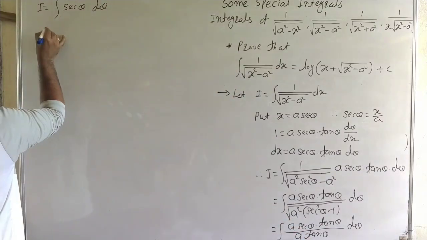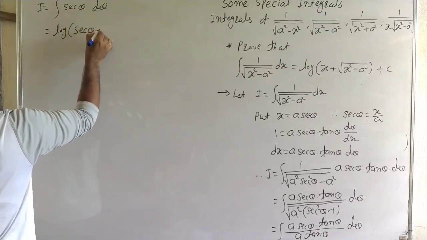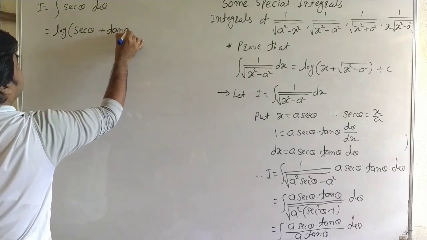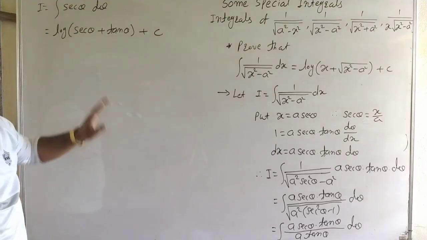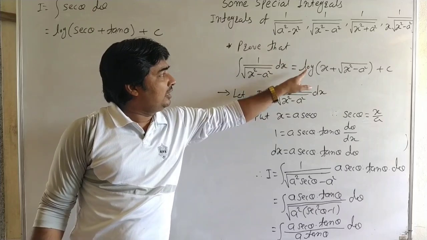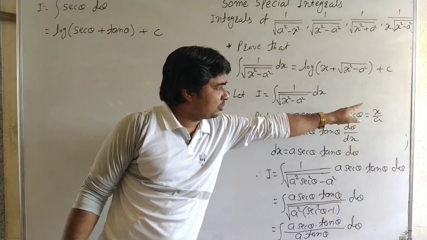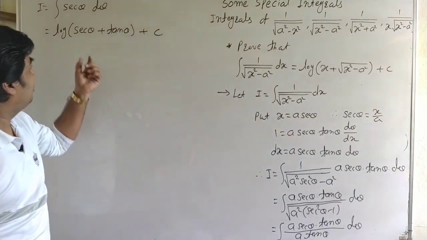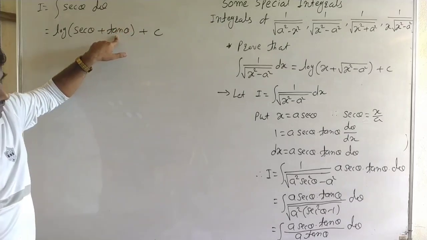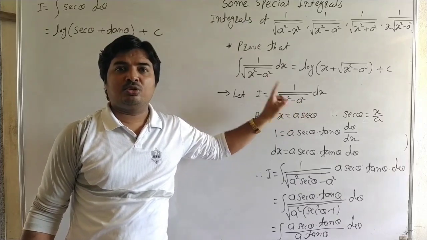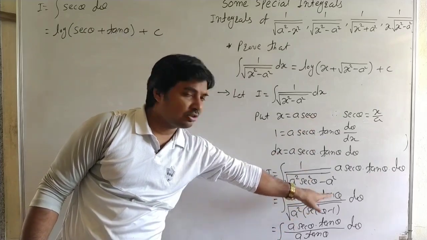Now the integral of sec theta is log of sec theta plus tan theta. Now it is the integral, but we want to find the integral in terms of x. Here we have sec theta, and we know that the value of sec theta in terms of x is x by a. But here we also have tan theta, and the value of tan theta is not given, so we reduce tan theta into sec theta by using sec square theta minus 1.